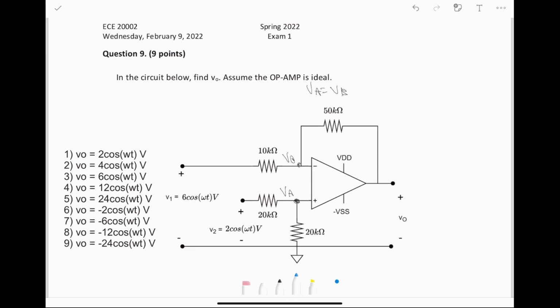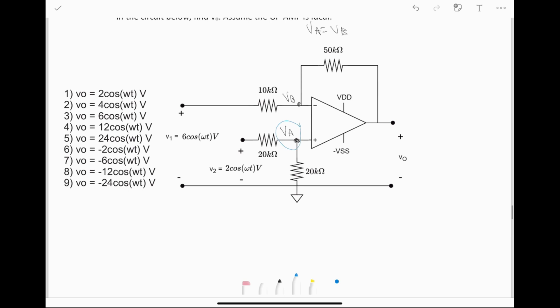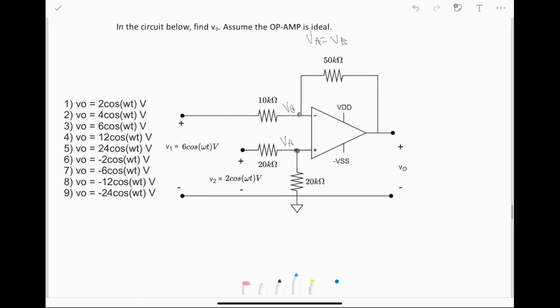What's nice about that is now we know VB, because we can solve for VA. We have this voltage divider right here, and then just an input voltage for that voltage divider. These two 20K resistors are just going to split this input voltage in half, so we can say that VA is just equal to 1/2 times 2 cosine omega t, which is just equal to cosine omega t, which is equal to VA, or VB. So now we know that this voltage right here, VB, is just cosine omega t.